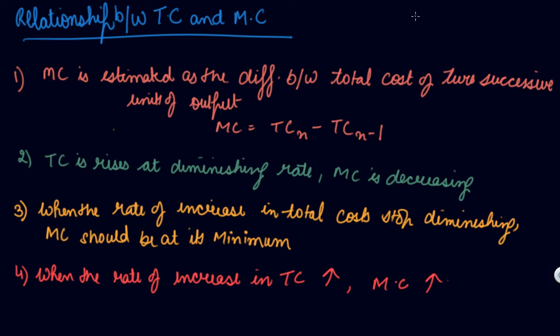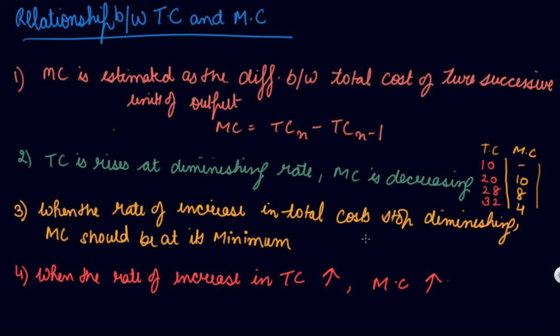See, when your total cost is increasing at a diminishing rate, say it was 10 and then it became 20, then it became 28 and then it became 32. So you can calculate the marginal cost from these. This is your total cost. Marginal cost: 20 minus 10 is 10, 28 minus 20 is 8, 32 minus 28 gives you 4. So, when your total cost is increasing but at a decreasing rate, your marginal cost is decreasing. Right?